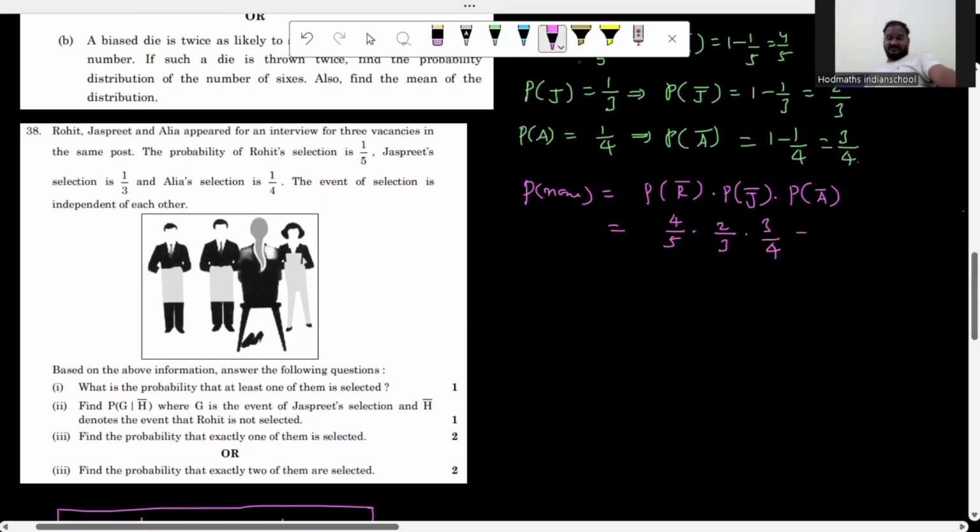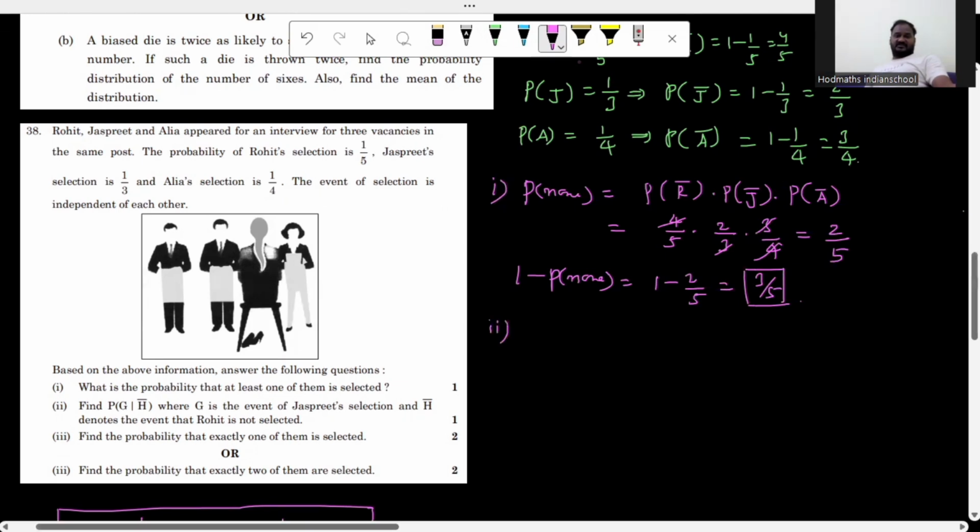Now see, this is the probability of no one getting selected. So 4 and 4 get cancelled, 3 and 3 get cancelled, left with 2 by 5. If you subtract this from 1, the probability of none is nothing but at least one will be selected, right? Yes, 1 minus 2 by 5. 1 minus 2 by 5 is equal to 3 divided by 5. This is the probability of at least one of them being selected. This is about the first problem.